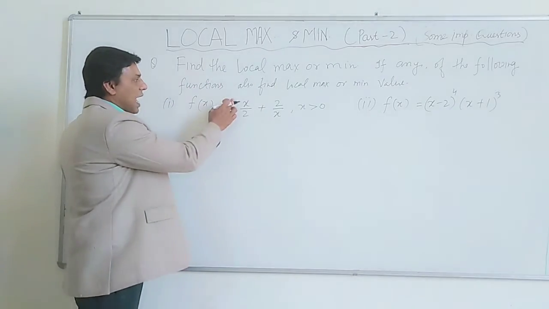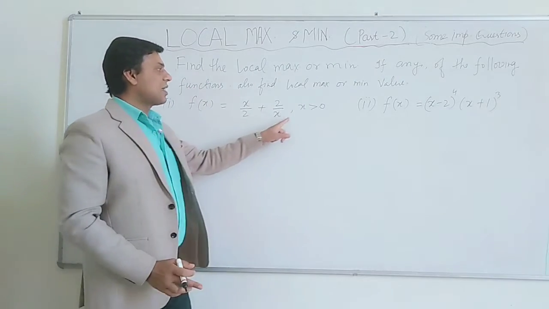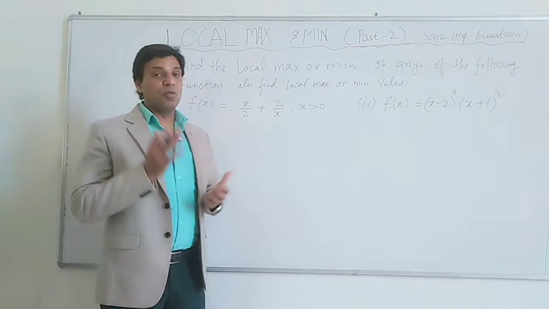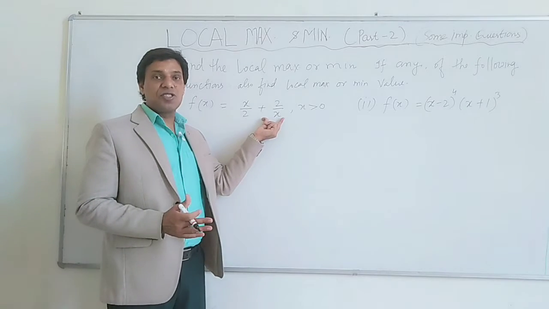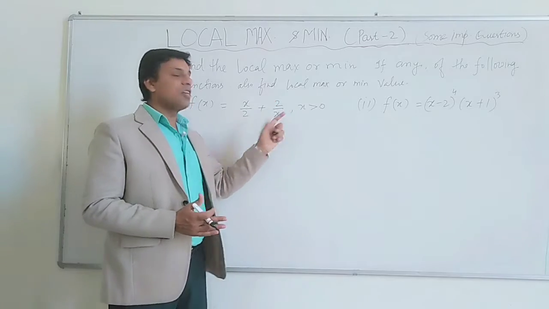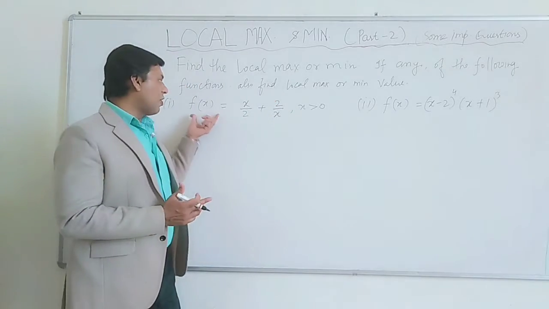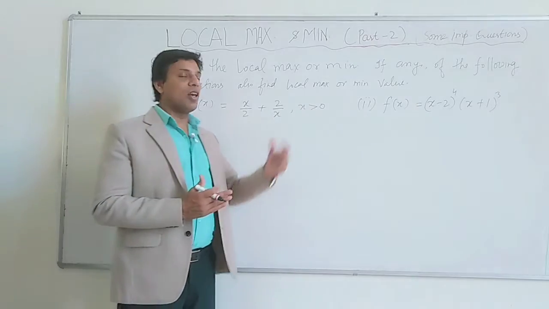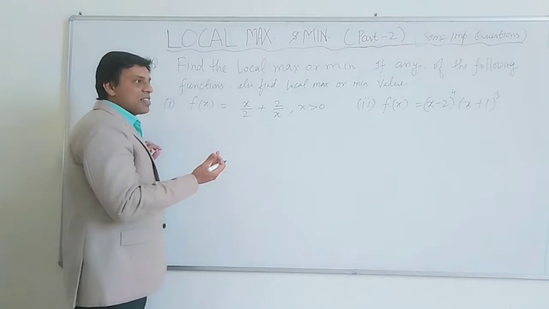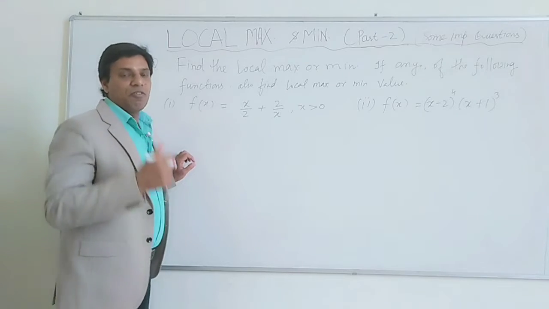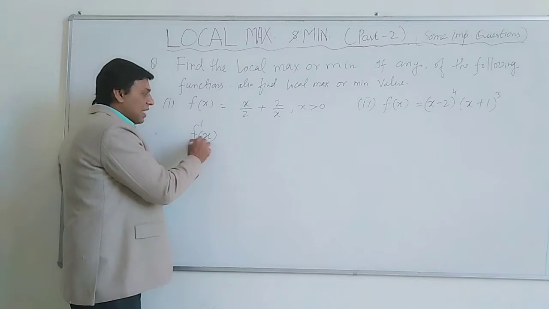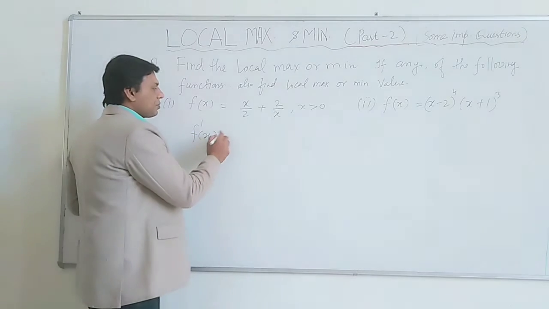We have this question: x upon 2 plus 2 upon x, when x is greater than 0. Thank God x is greater than 0, because at x equal to 0 this fraction becomes undefined and we cannot define the function at 0. So it is already given that x is greater than 0. Whether it is the first derivative or the second derivative, we need to find the derivative of the function, that is f dash x.